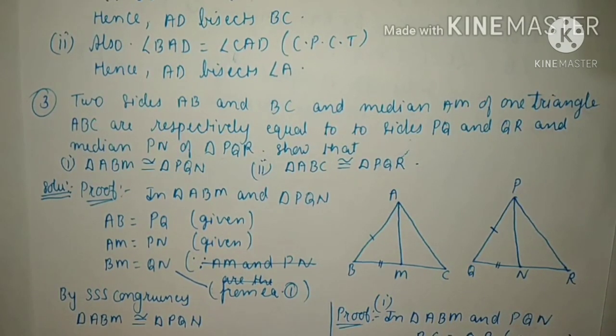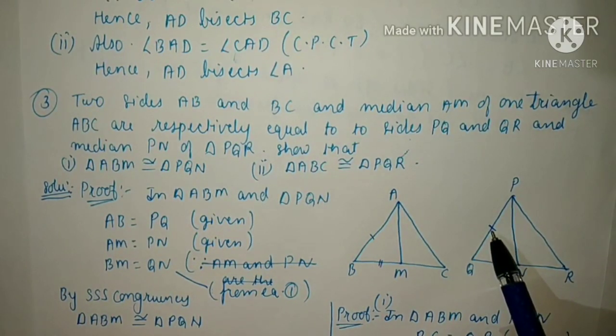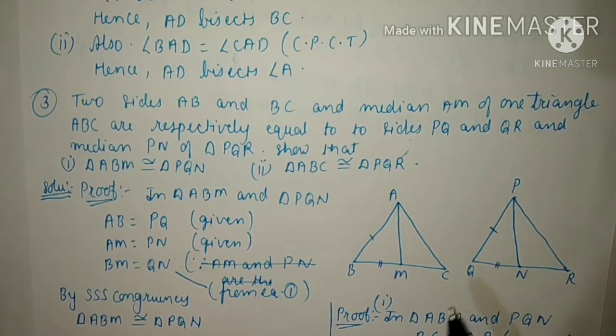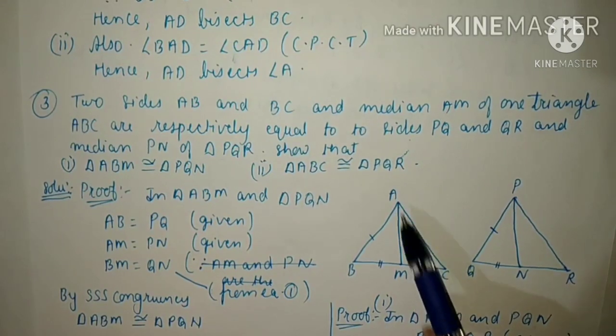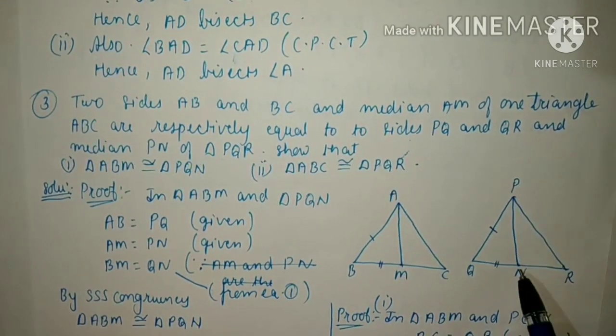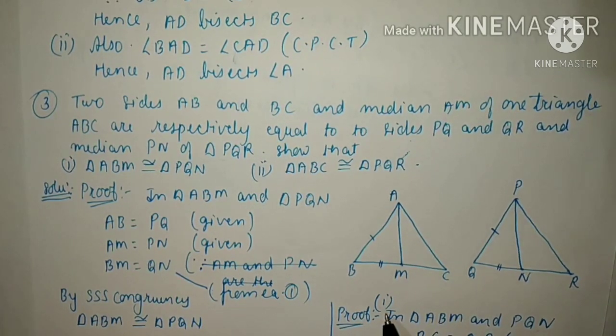Now it is given that this side AB is equal to this side PQ, and this side BC is equal to this side QR, and this AM is equal to this PN. This is given to us. Okay, now first of all you will write what is given, then you will write what to prove, then you will start the proof of this third question. Now let's see the proof of the first part.